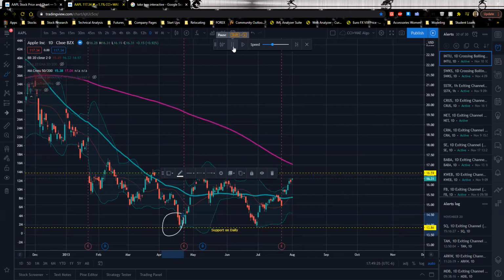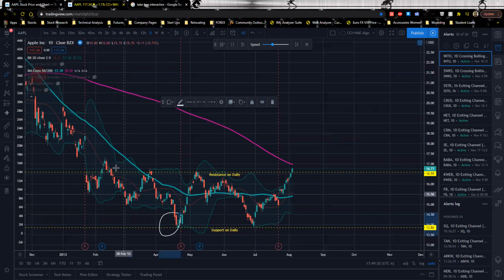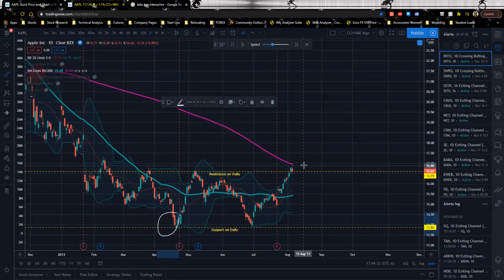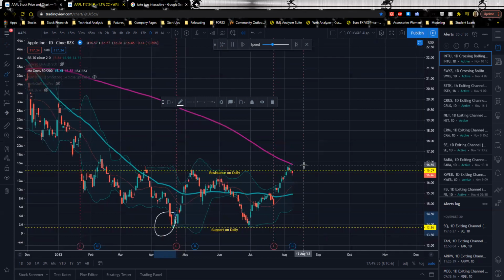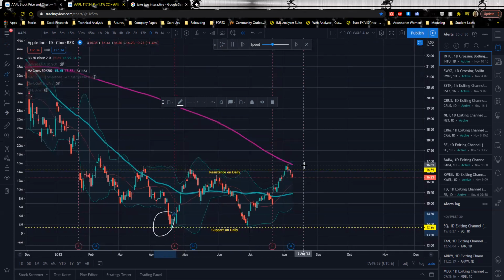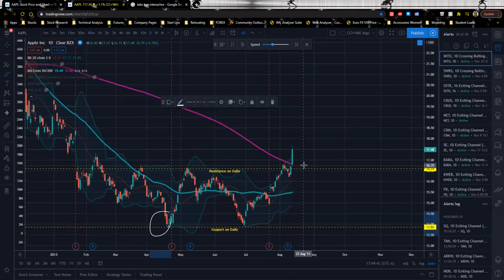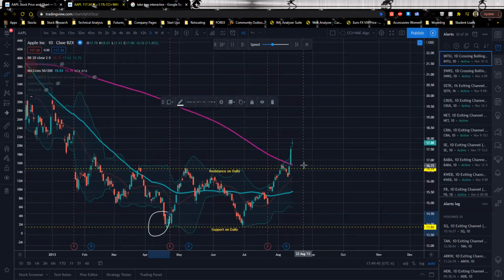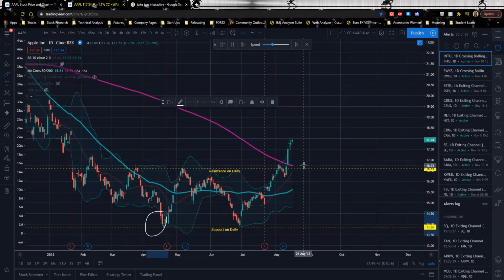Probably hits resistance to come back. Well, actually, I don't know. It might break this one because this is the third one. One, two, three. Typically, I like to say after three times, I think that's when price breaks through. Oh, nope. Or not.